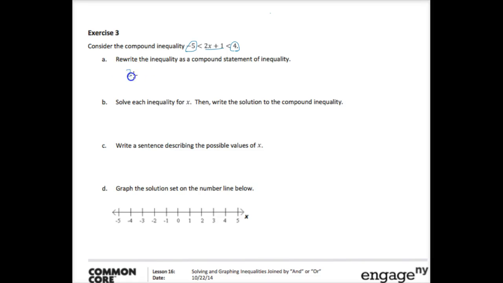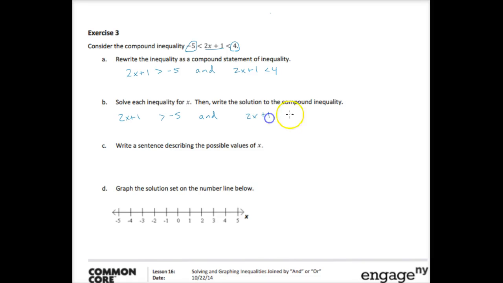That means we're going to say 2x plus 1 is greater than -5, and because it's in between, we have an "and", 2x plus 1 is less than 4. Solve each inequality for x. 2x plus 1, and then we have our -5. I have a plan here. I'm going to use some color changes, but I'm going to go ahead and set these both up.